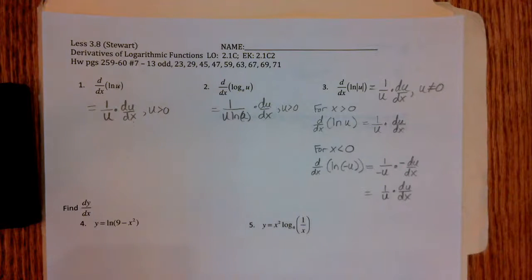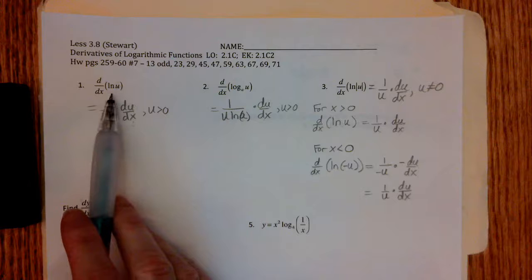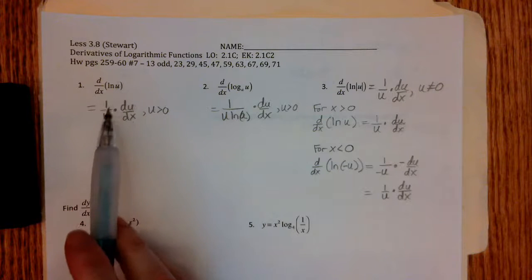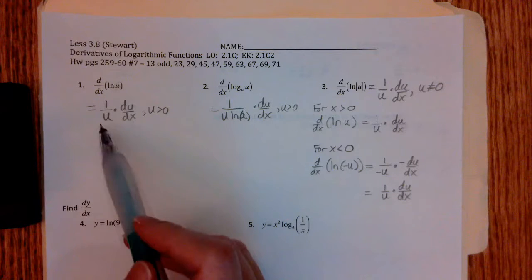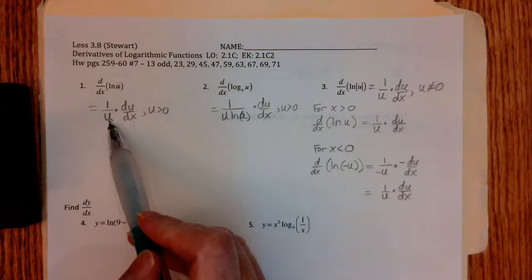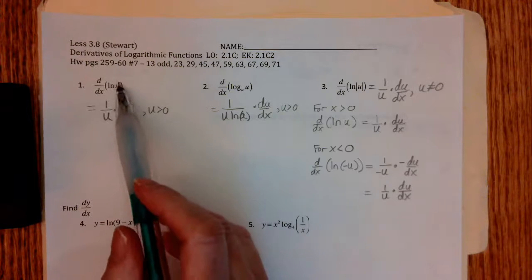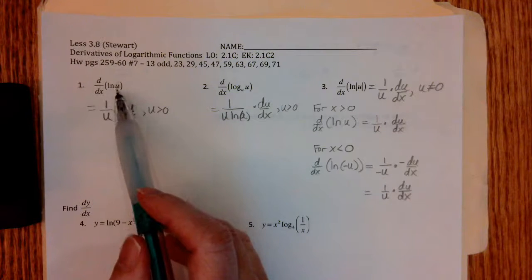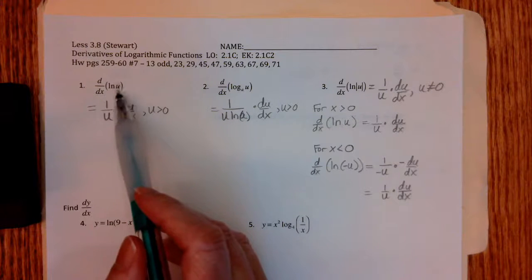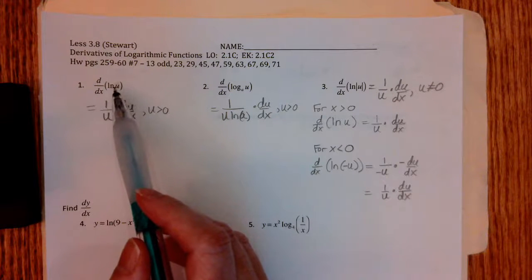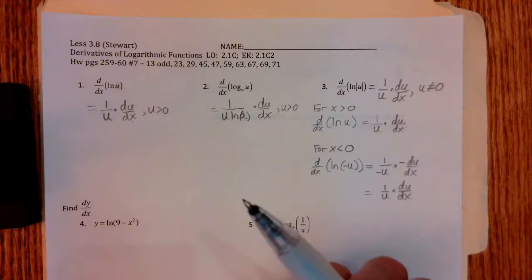Lesson 3.8. We're going to start with the derivative of the natural log function, which is 1 over whatever you are taking the natural log of, that goes in the denominator, times the derivative of whatever you're taking the log of with respect to x. Because traditionally these will probably be some function of x, but you can change up the variables.